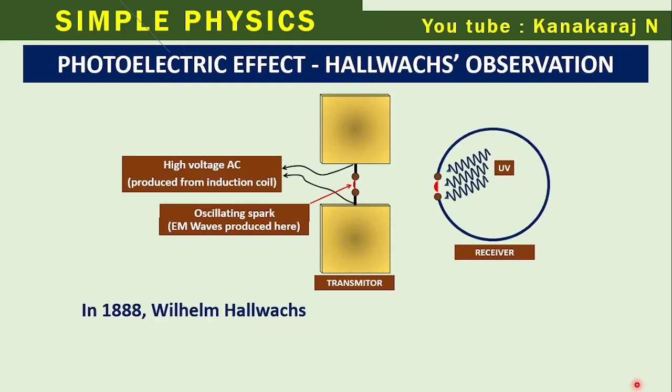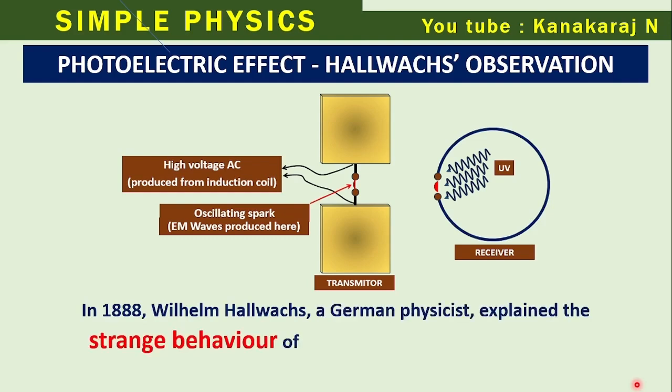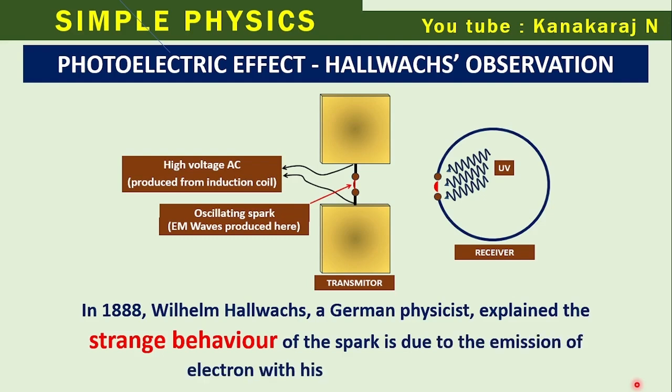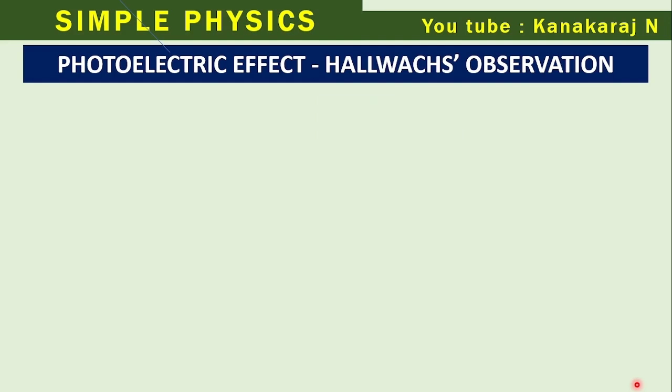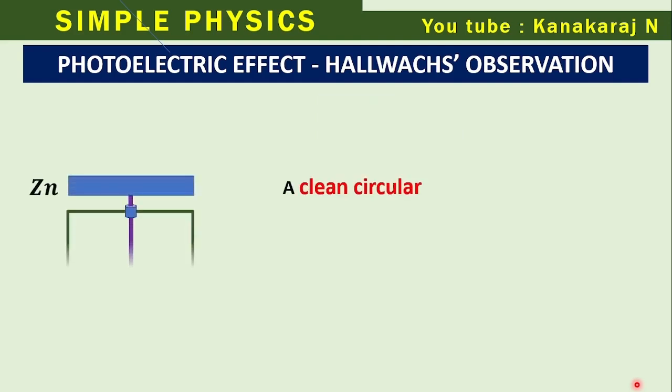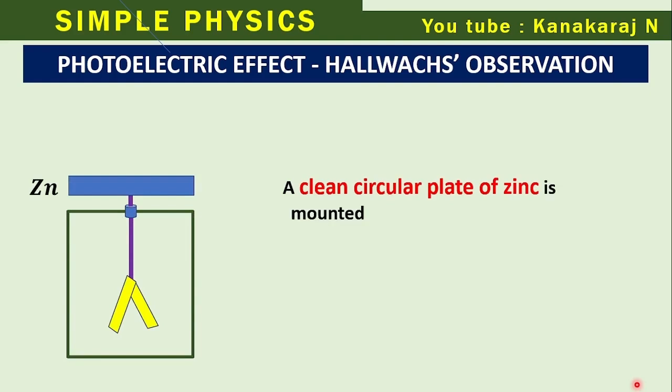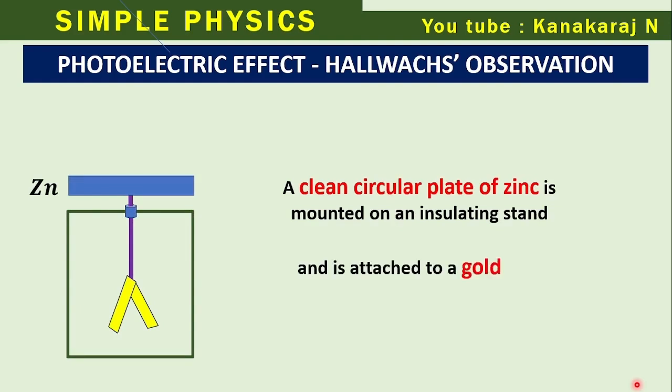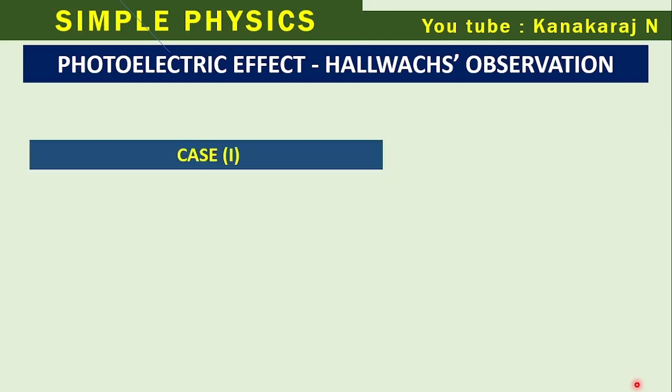In 1888, Wilhelm Hallwachs, a German physicist, explained that the strange behavior of the spark is due to the emission of electrons, with his simple experiment. Here, a clean circular plate of zinc is mounted on an insulating stand and is attached to a gold leaf electroscope by a wire. There are three cases.